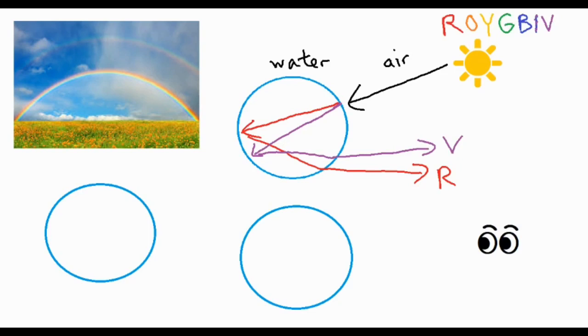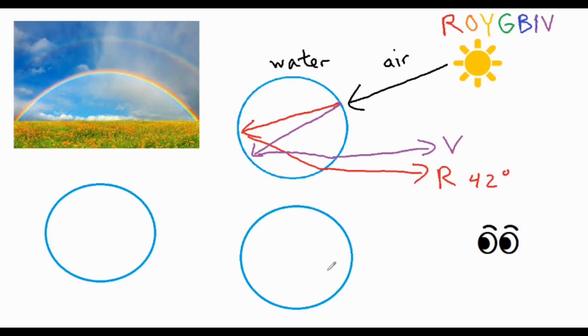So I'm just going to show you the extremes from the red to the violet, and then all the oranges, yellows, greens, blues, and indigos are going to fall in between the red and the violet. Now, it turns out that this red is actually going to hit our eye at about 42 degrees. And the violet is actually going to go right over our line of sight. So we actually can't see the violet from this drop.